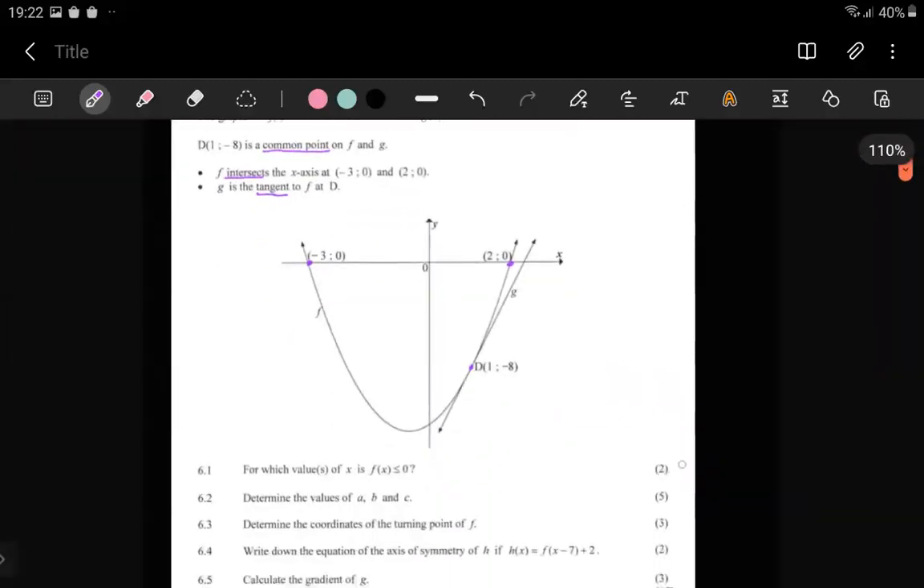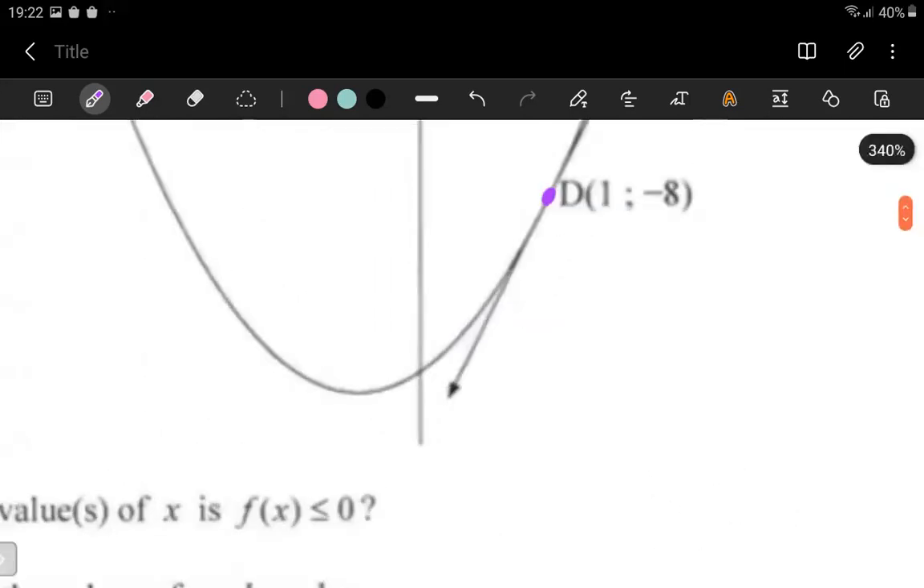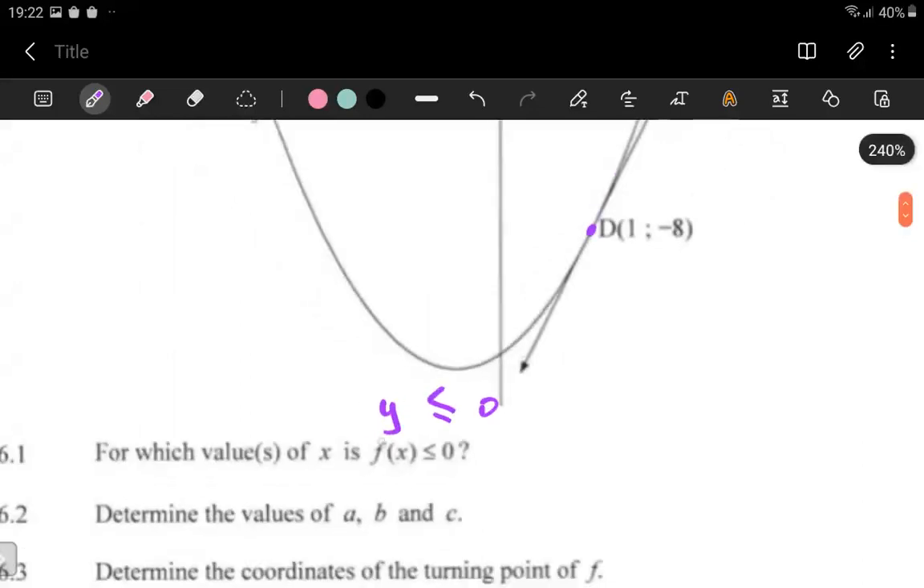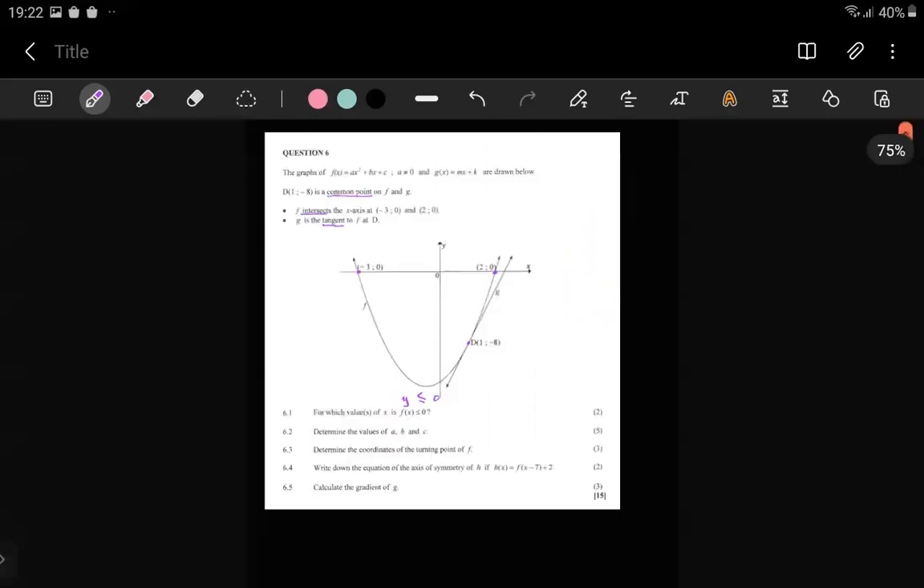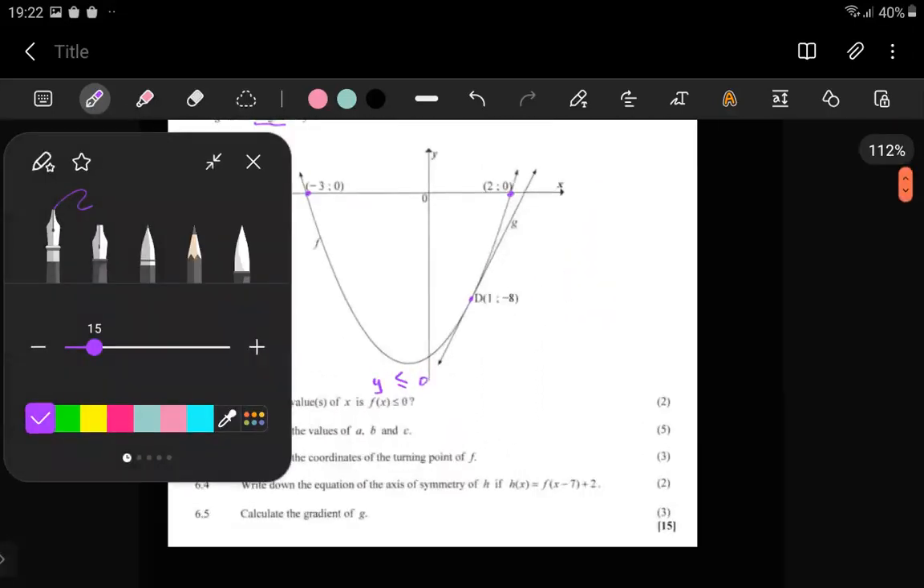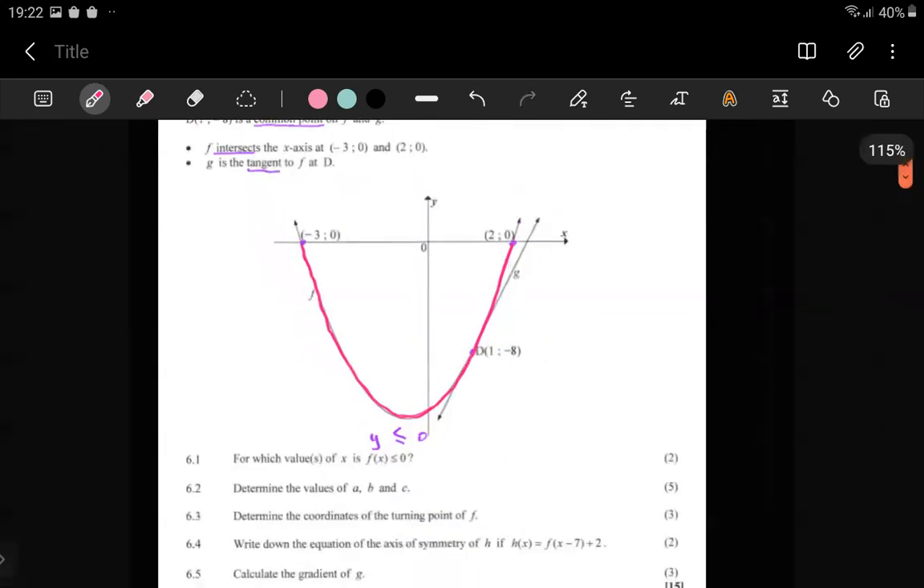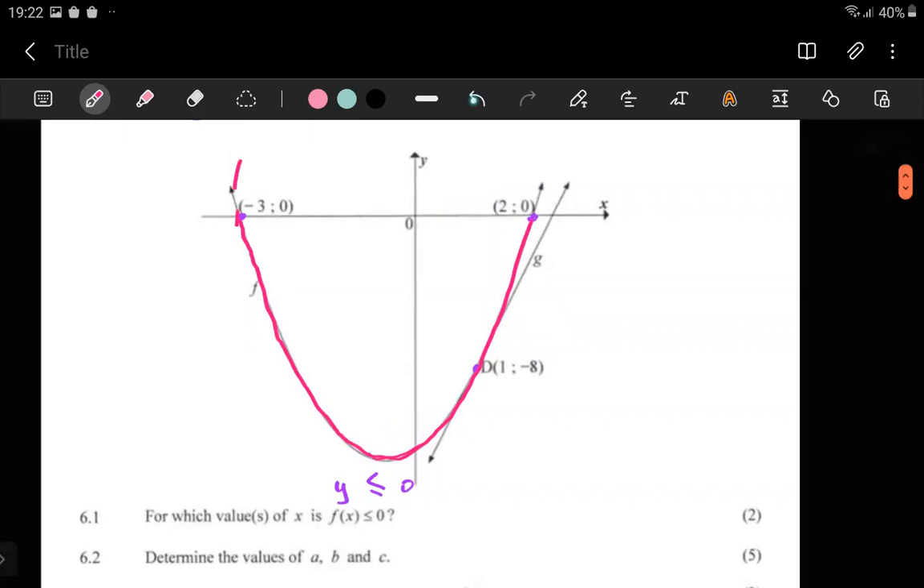So for example, the first one is saying for which values of x is f of x below or equal to 0. Remember, f of x just means y. They're asking you where are the y values of f smaller or equal to 0 for 2 marks. In your image, you can see the y values are below 0 here. So they want you to give the x values that are producing these negative y values. So it's clearly x values from -3, sorry, until +2.